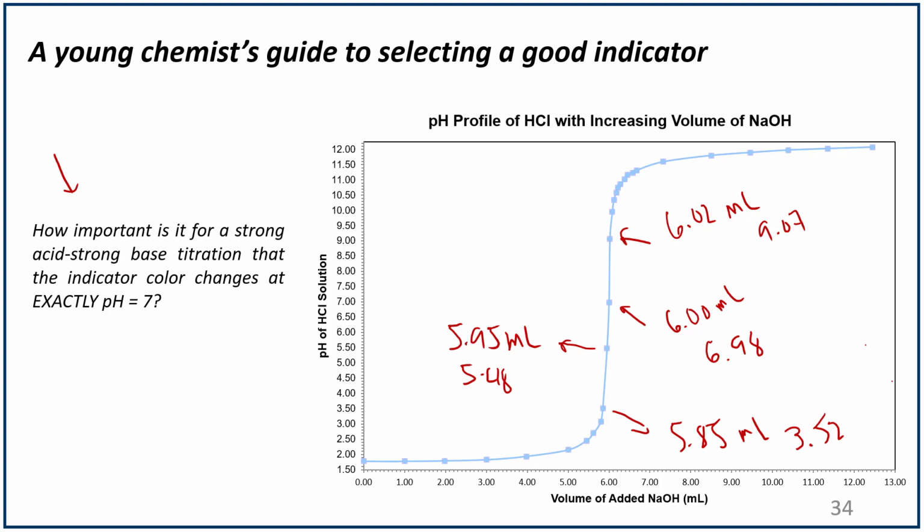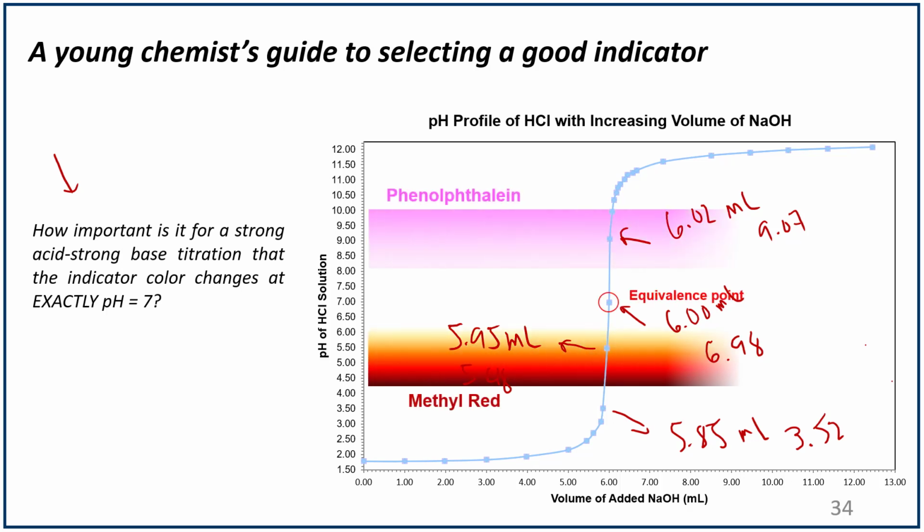5.95 or even 5.85 should be good estimates. I'll go with 5.95 instead of 5.85, but you get the point. And let's see two possible indicator candidates. So if that's the equivalence point, we have phenolphthalein, which again changes color at pH 9. Okay, and we have methyl red, which changes color at around pH 5.5. So we can actually here use phenolphthalein as a good estimate.